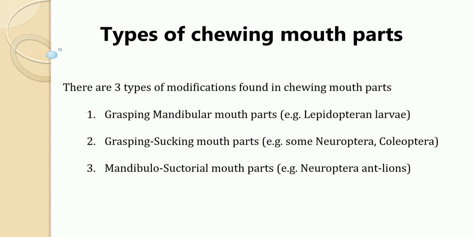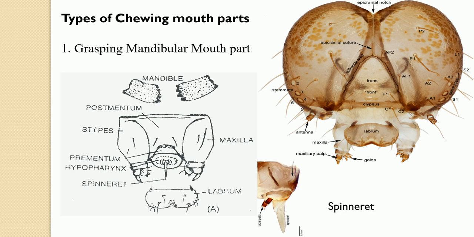So there are three subtypes of the chewing mouth part. That is grasping mandibular mouth part, which is found in lepidopteran larvae, particularly the moths. Then the second one is grasping and sucking mouth parts. They are found in some neuropteran insects and some coleopteran insects. And the third modification is known as mandibulo-suctorial mouth parts, which is found in insects like ant lion, which again belongs to the neuroptera. So let's see one by one. First of all, the grasping mandibular kind of mouth part.